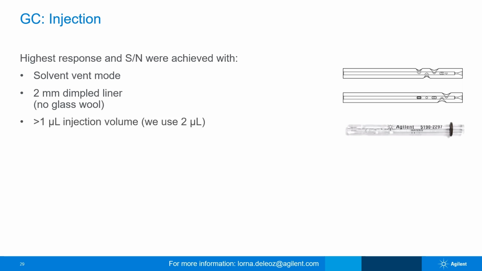We also suggest to increase the injection volume to 2 microliter volume injection. In some cases, staying at 1 microliter or even below that might be sufficient. In some cases where extra sensitivity is required, you may consider increasing that injection volume.